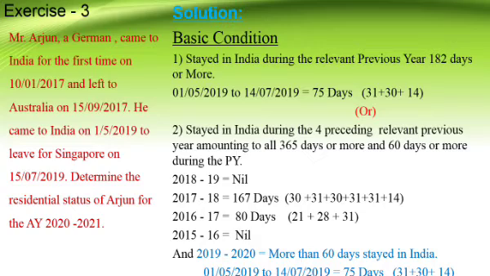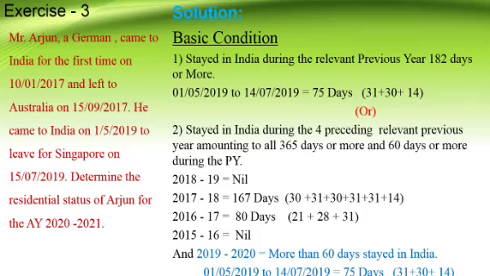So let us apply the second condition: stayed in India during the 4 preceding relevant previous years amounting to 365 days or more, and 60 days or more during the previous year. Our 4 preceding previous years are 2018-19 back to 2015-16. On 15th September 2017 he left for Australia. So from then, 2018-19 he is not in India. So I have stated 2018-19 as nil.